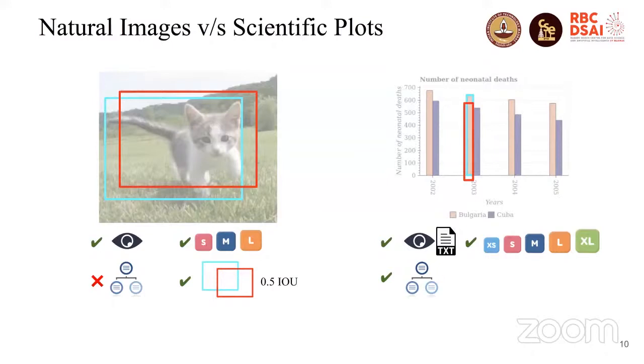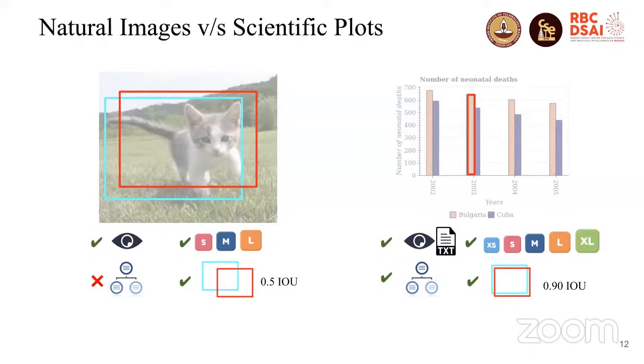So in the case of scientific plots, you need a much stricter evaluation metric. In particular, an overlap of 0.5 is not acceptable. You need to evaluate at much stricter overlaps, at least 90%, right? So something like this is acceptable, where the true box has a 90% overlap with the predicted box.